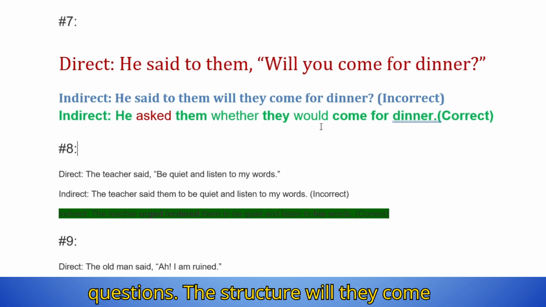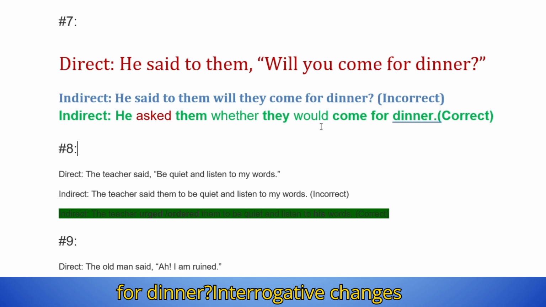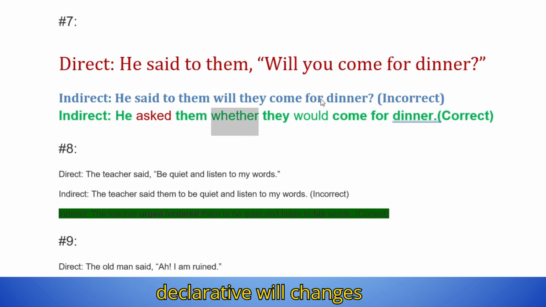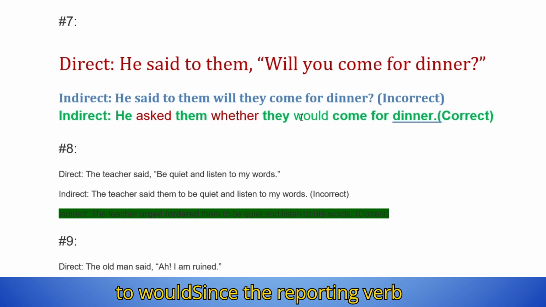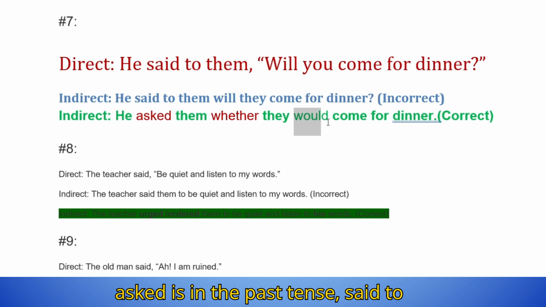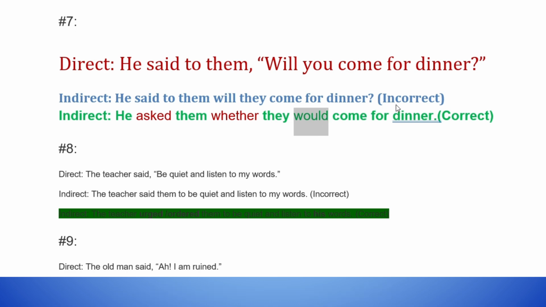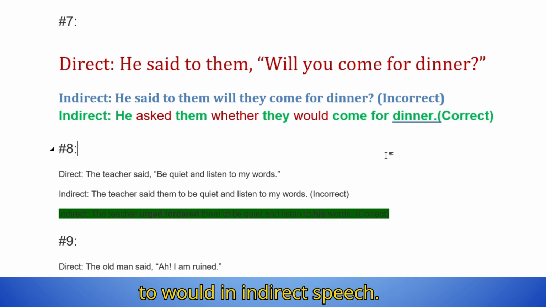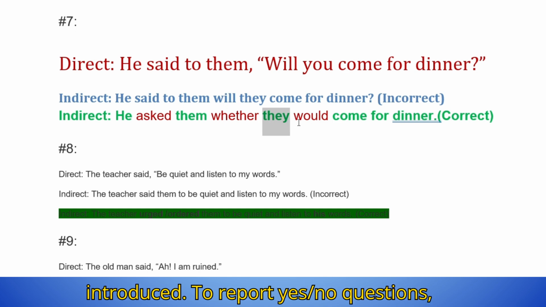The structure "Will they come for dinner?" (interrogative) changes to "whether they would come for dinner" (declarative). "Will" changes to "would." Since the reporting verb "asked" is in the past tense, the modal verb "will" backshifts to "would" in indirect speech. "Whether" or "if" is introduced.